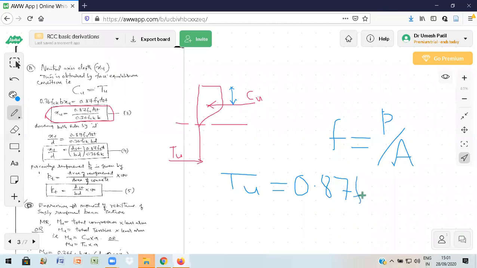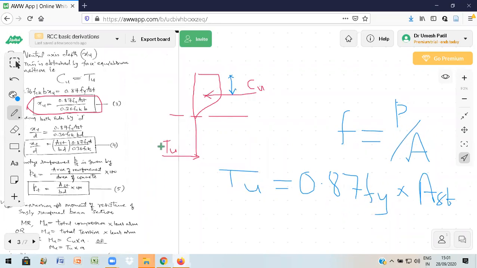0.87 fy. I cannot use fy directly because in the limit state I have to divide fy by the partial safety factor, which is 1.15. So 1 divided by 1.15 is, as I told you, 0.87 fy. So this is stress into area. Area is the area of steel rods. So this is what Tu is.